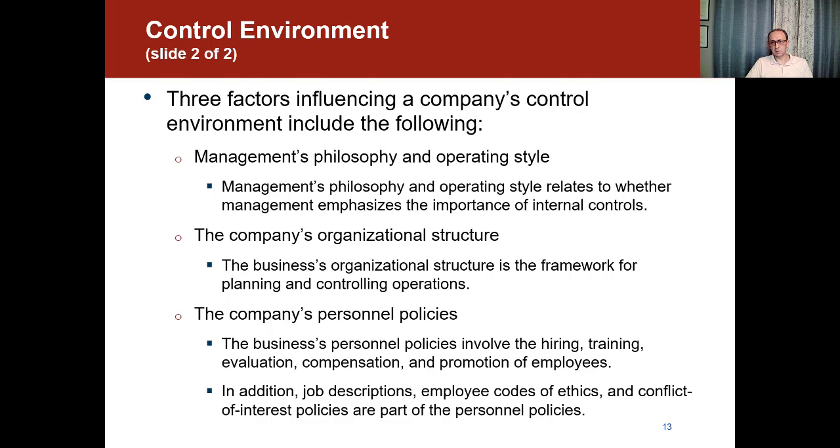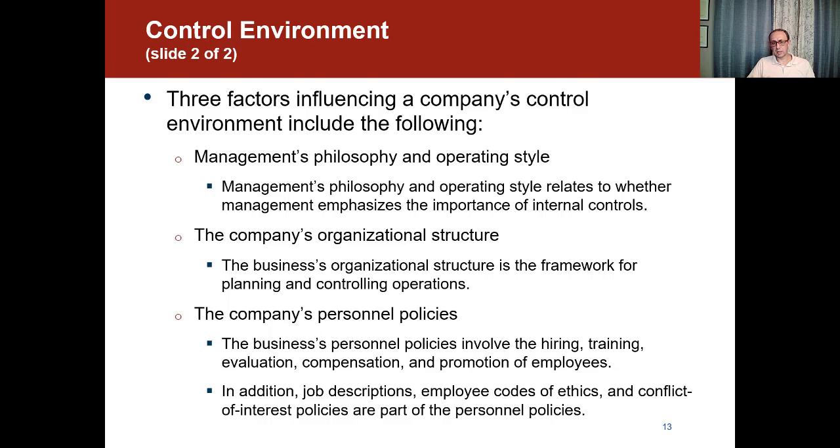And here it says the business organizational structure is the framework for planning and controlling operations. And how the business is structured is also a very important element in the control environment, because if we have an organization where we don't have channels of authority and responsibilities, then everybody can do whatever they want to do, and there's no kind of authority or review or supervision that's taking place. And then the third factor affecting the control environment is the company's personnel policies.